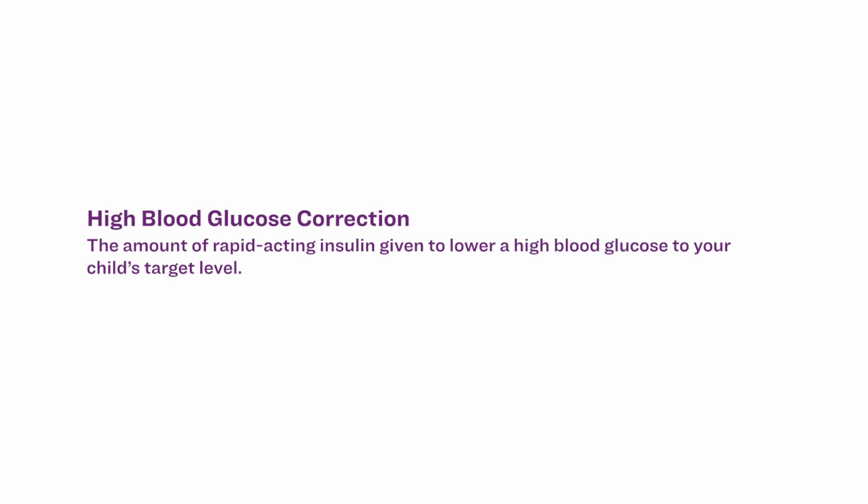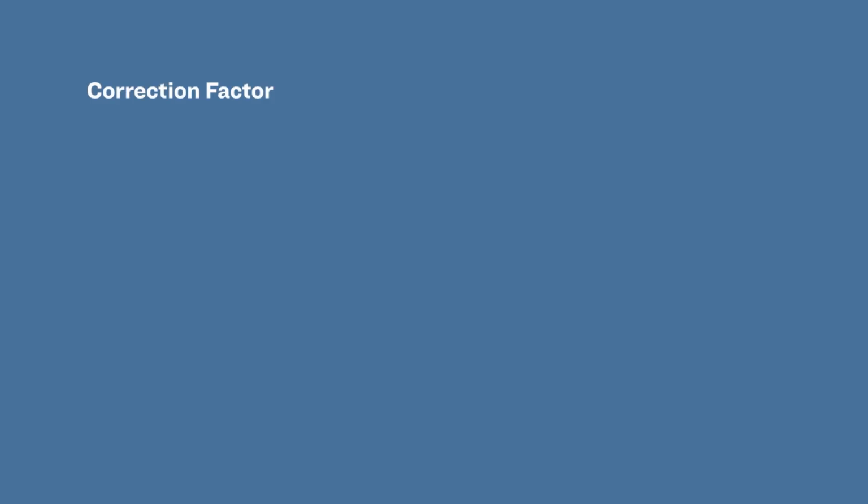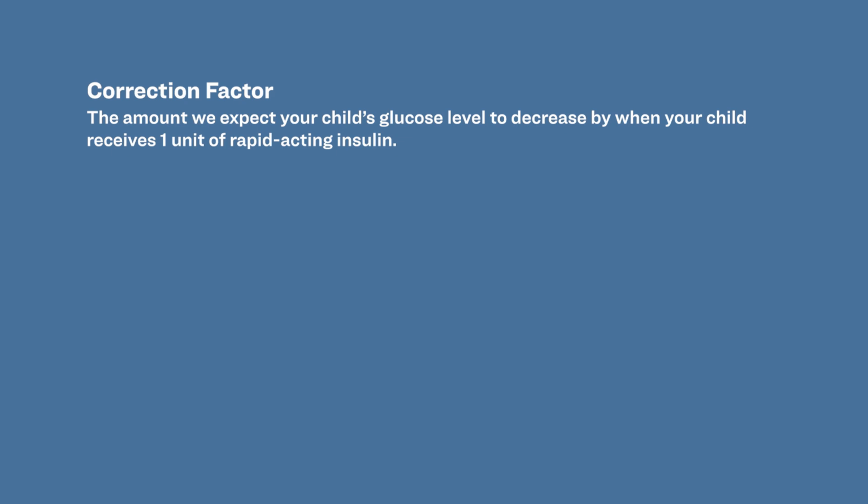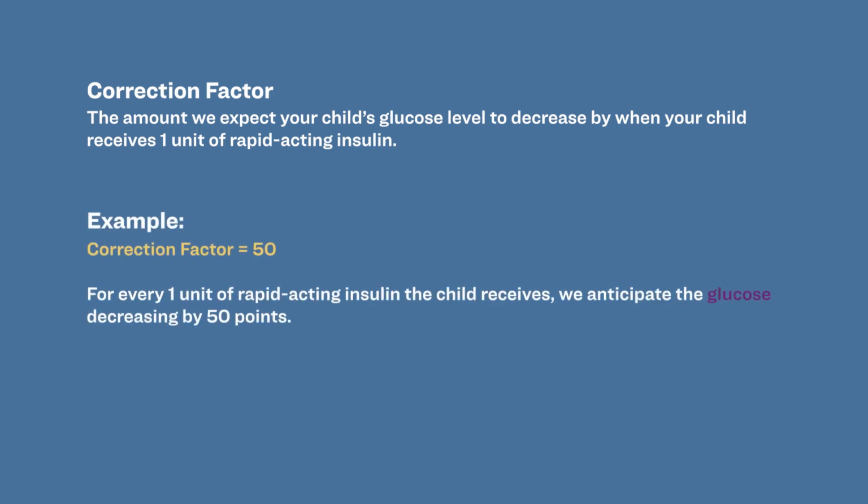High blood glucose correction is one way to treat hyperglycemia. High blood glucose correction is the amount of rapid-acting insulin given to lower a high blood glucose to your child's target level. The dose is dependent on your child's current blood glucose level and a correction factor. The correction factor is the amount we expect your child's glucose level to decrease when your child receives 1 unit of rapid-acting insulin. For example, if your child's correction factor is 50, this means that for every 1 unit of rapid-acting insulin the child receives, we anticipate the glucose to decrease by 50 points.